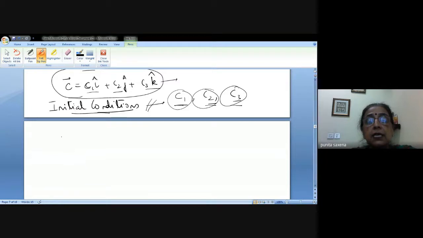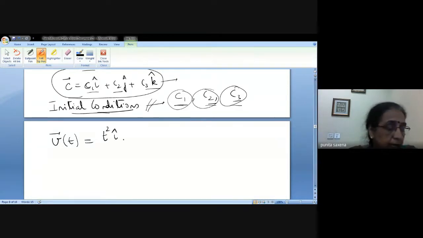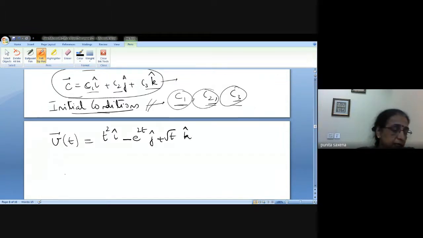For example, I have a particle moving in space whose velocity is given by t square i minus e to the power 2t j plus root t k. This is the velocity with which that particle is moving. Now I have to find the position vector for this particle, that is, r(t). And r(t) as such is nothing but the integral of v(t) dt.